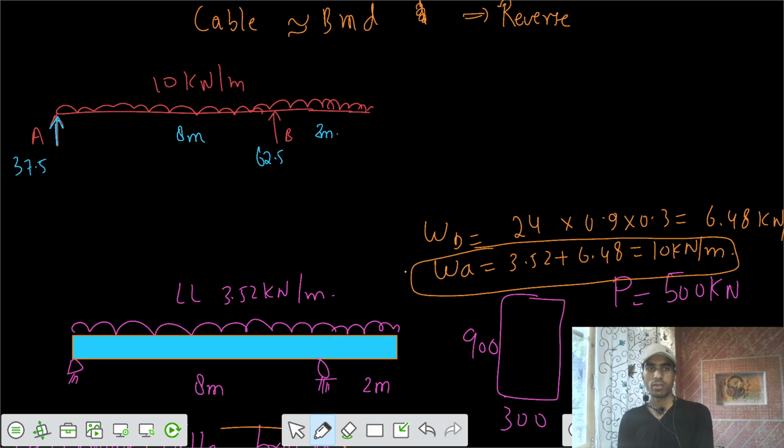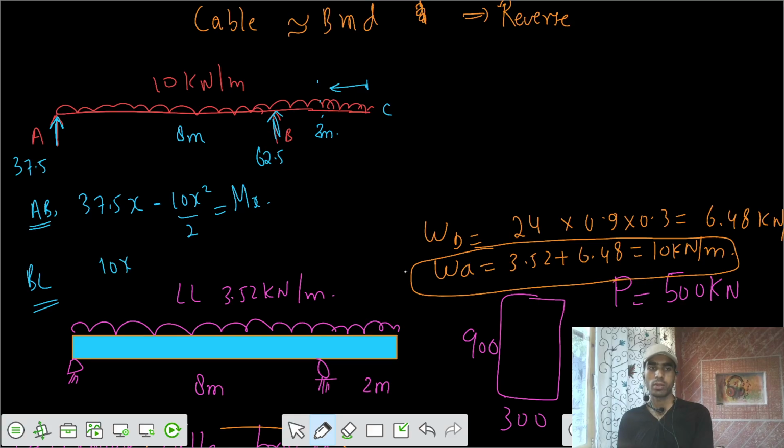Now if I write the moment equation at any x for the span AB, the moment equation would be 37.5x minus 10x squared by 2. That's the moment equation for this part. For the second part, since there is a simple support, I can take the equation from this side, for the part BC. The equation would be some wx squared by 2, that is 10x squared by 2.